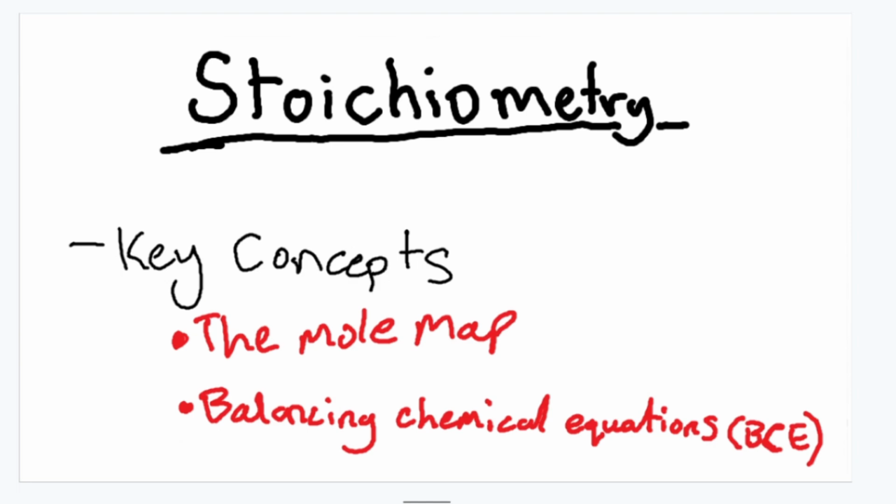Hello everyone, today we're going to be talking about stoichiometry. The two key concepts that I'm going to be talking about in this subject are the mole map and balancing chemical equations, also known as BCE.